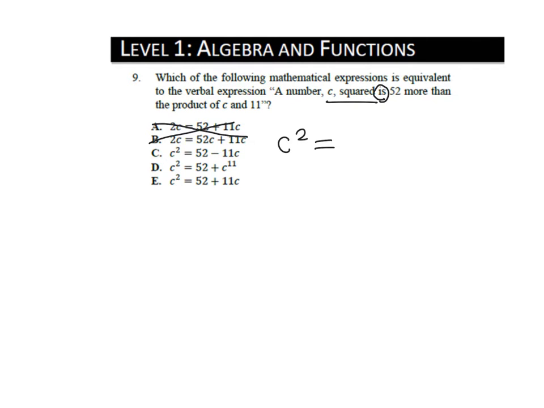52 more than means I'm adding 52. And it says the product of C and 11. Product means multiply, so that's 11 times C. And so if you look through your answers, that would be choice E.